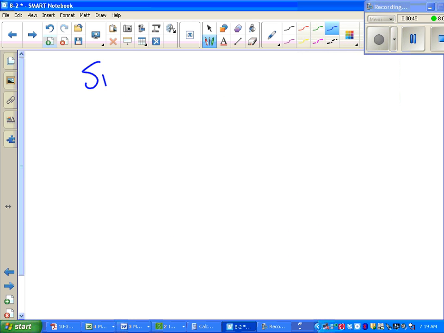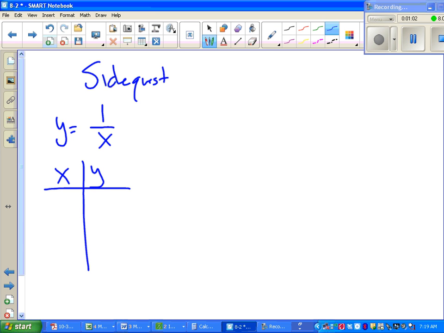So side quest 1, we're going to look at the parent function for all rational functions. Y equals 1 over x. So let's start by making a table. You should be able to tell me what the one number is in the whole world that we cannot plug into this. Because what can we not divide by? 0. We can't plug in 0. Which really means is at 0 we're going to have a vertical asymptote. We'll see that in a moment.